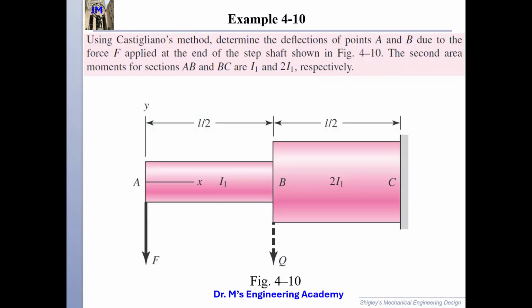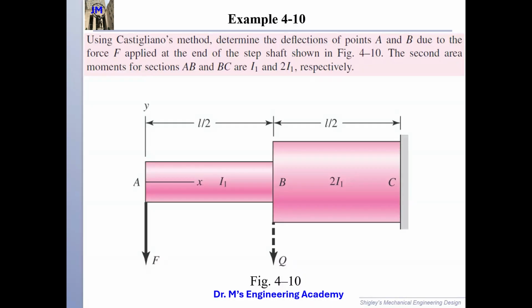Questions so far? Now you can just do the integration. This is X from 0 to half L, but here this X is from half L to L, and EI_1. So now you only have one I_1 here. You can just finish the following steps.